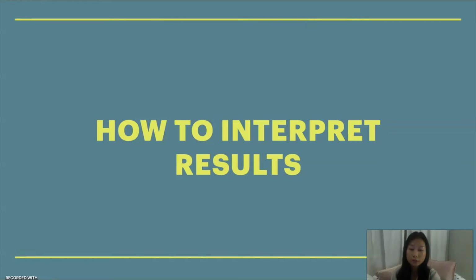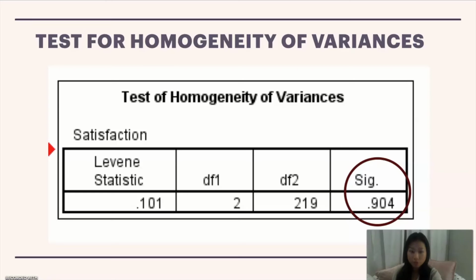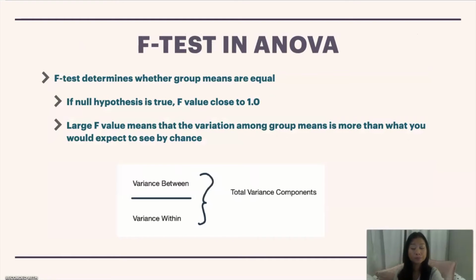And so let's look at how to interpret the results. So the first thing is that test of homogeneity of variance that I just talked about. So in this example, we can see that it is non-significant, which is what we want. We want to make sure that there is no violation of the homogeneity of variances. So if that is significant, that means that it has been violated. However, it is not significant, so we can move on with the study.